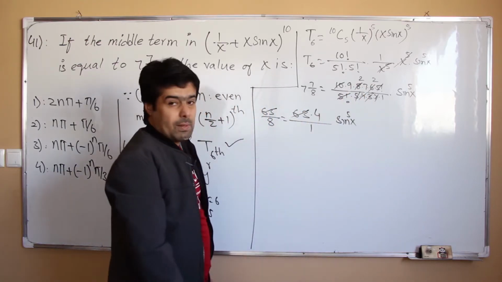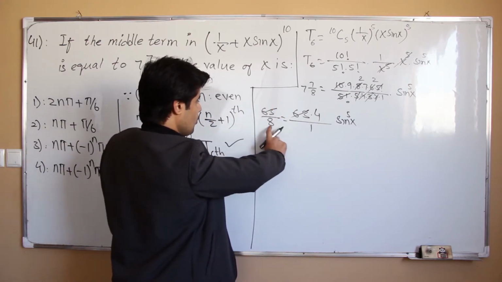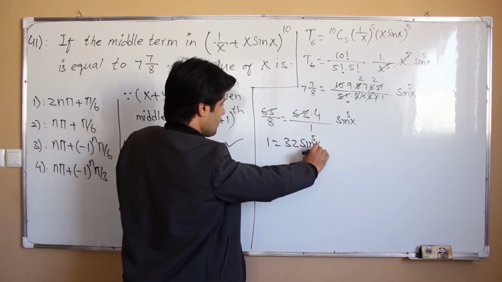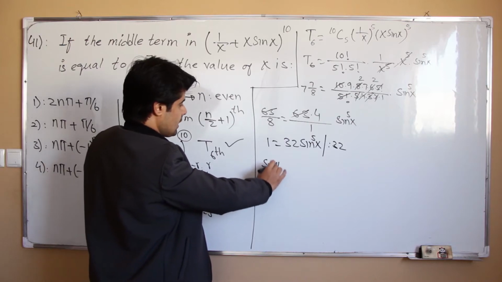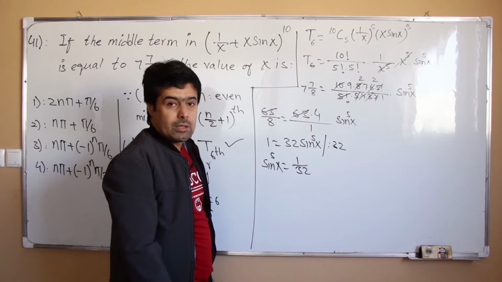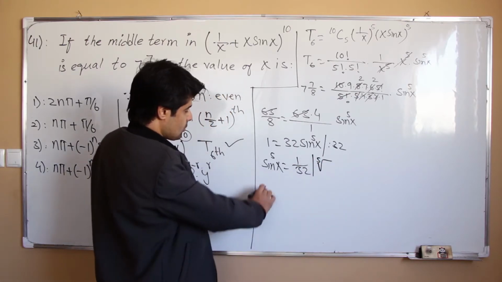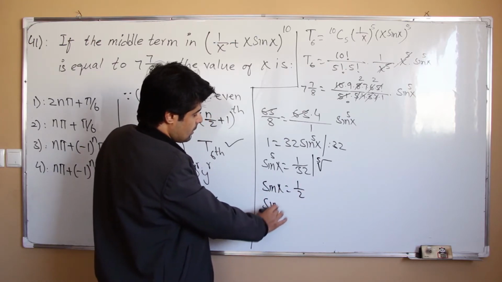Now cross multiplication. 1 times this one is 1, and 4 times 8 is 32 sin x raised to the power 5. Divide both sides by 32. You will have sin x raised to the power 5 equal to 1 divided by 32. If you take the fifth root, you will have sin x equal to 1 divided by 2.